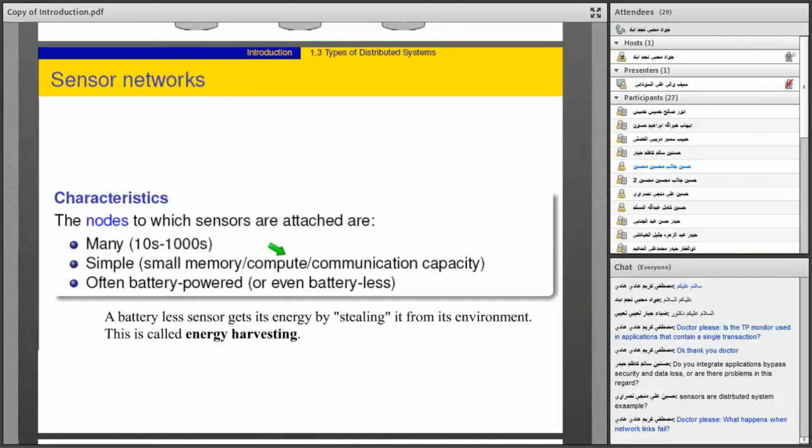Mustafa asks, what happens when the network links fail? Mustafa, your question does not have a simple answer, because when the network links fail, a variety of solutions are defined for these events. So I cannot talk about just one.